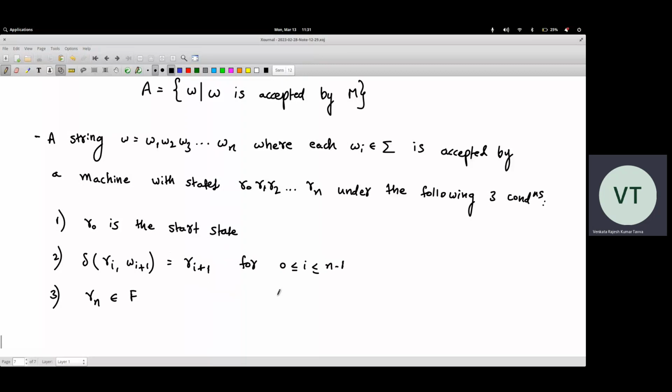Basically, this is a formal definition of how and when a string is said to be accepted by a machine. The string is made up of n symbols. Then you should visit n plus 1 states, starting with the 0th state up to Rn. You may repeat some of the states in the machine. There should be a well-defined pattern: the function should tell you that if you are in this state and you see this symbol, you should go to that state. This process should be followed. And if you follow this process, at the end, whatever state you end up in, which is Rn, if it belongs to the set of final states, then the string is said to be accepted.